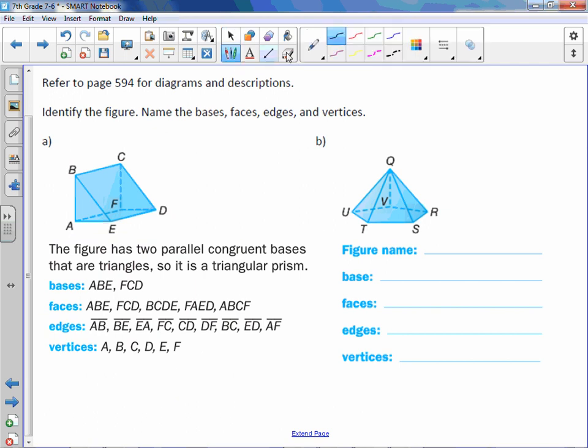The bases are ABE and FCD. The faces are also your bases, ABE and FCD, as well as BCDE and FAED and ABCF.